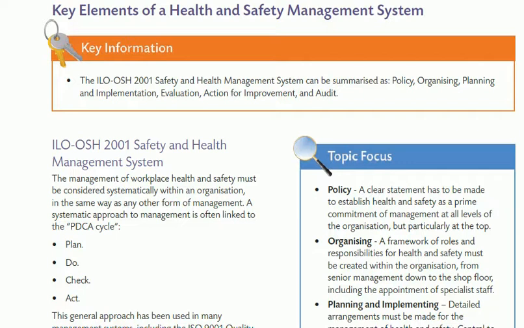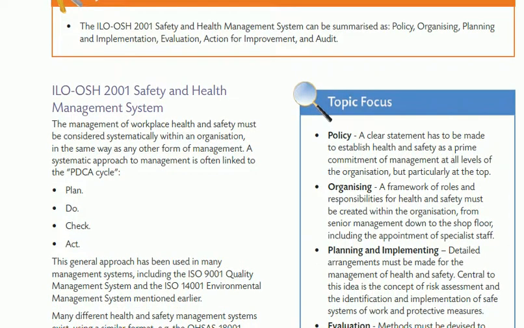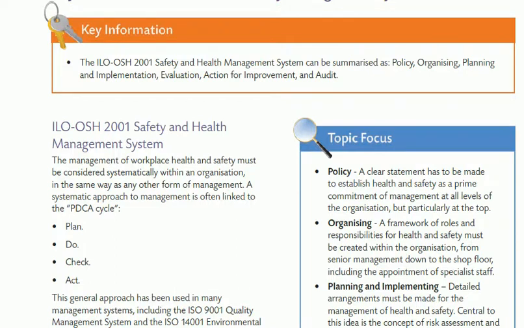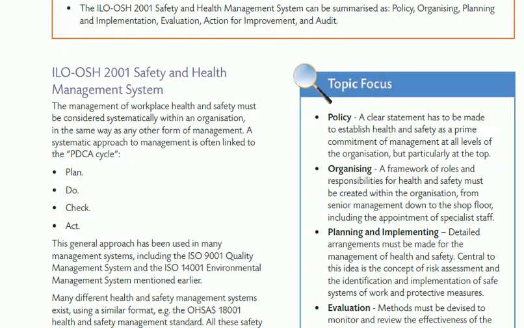Now, this policy, organizing, planning and implementation, evaluation, action for improvement and audit associates with Plan, Do, Check, Act. Policy can be classified as plan. Organizing can be a do. Planning and implementation is still do. Then check is evaluation, and then act is action for improvement and audit. So PDCA, but we're going to focus on this, as you can see, is the topic focus.